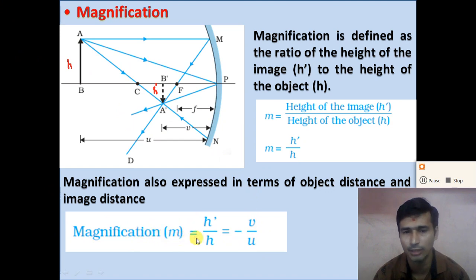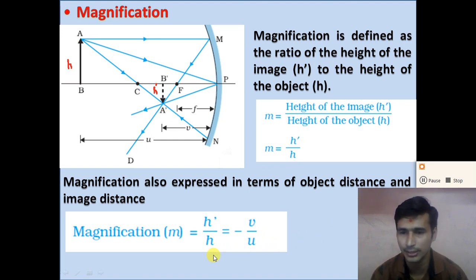Magnification m is equal to the height of the image h dash divided by the height of the object h. It is equal to minus v by u, where v is the image distance and u is the object distance, right? So magnification can be calculated in two ways: by the height of the image and the height of the object, and by image distance divided by object distance.